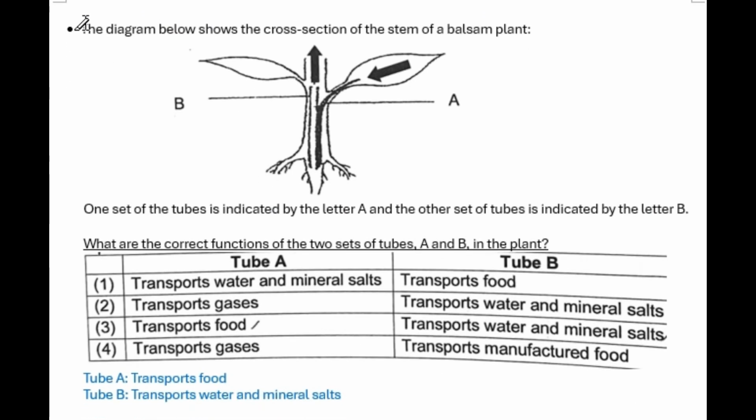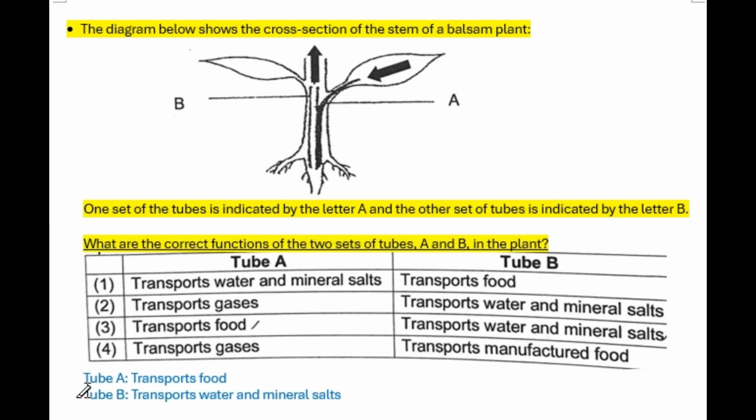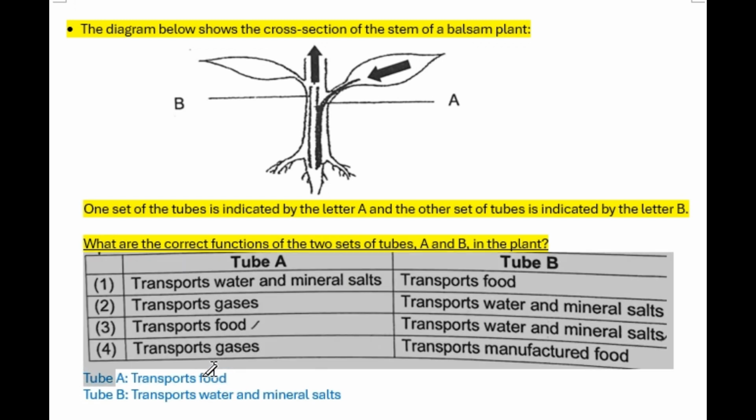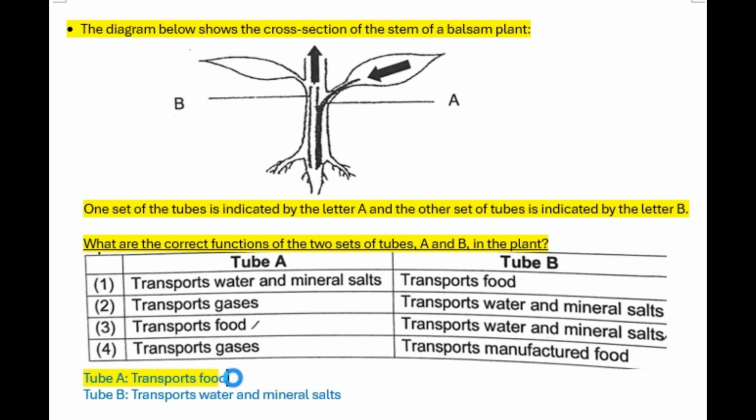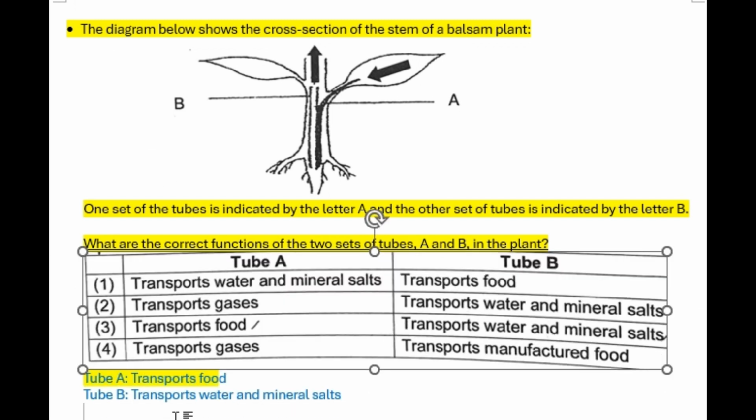The diagram below shows the cross-section of the stem of a balsam plant. One set of the tubes is indicated by the letter A, and the other set of tubes is indicated by the letter B. What are the correct functions of the 2 sets of tubes, A and B, in the plant? Tube A transports food. Tube B transports water and mineral salts.